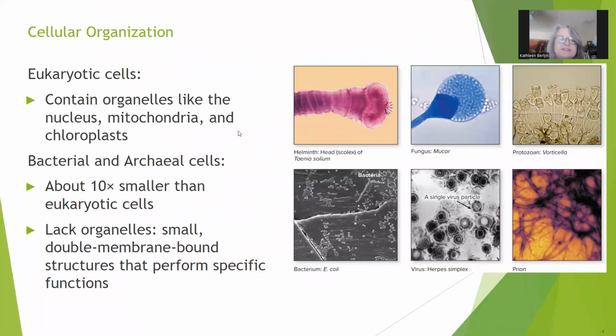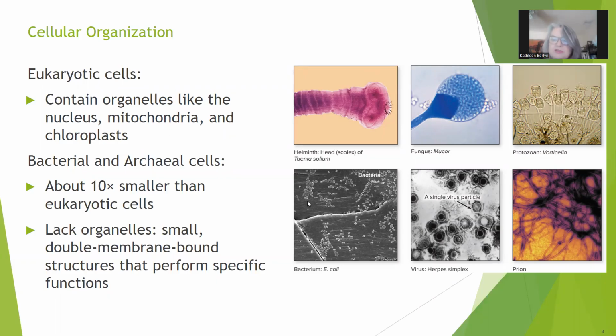So the cellular organization. Eukaryotic cells tend to be larger, and by definition, they have a nucleus. They also have other membrane-bound organelles like mitochondria. If they're plants, they'll have chloroplasts. They will have Golgi apparatus, endoplasmic reticulum, all of the parts that we think of that make up a eukaryotic cell. We'll be going into more detail on that when we get to that chapter.